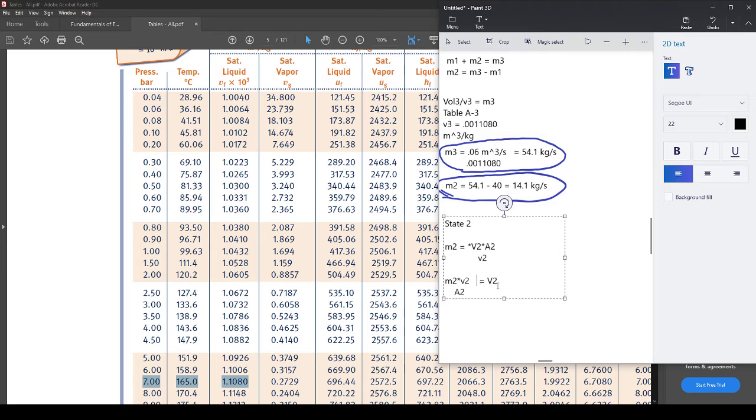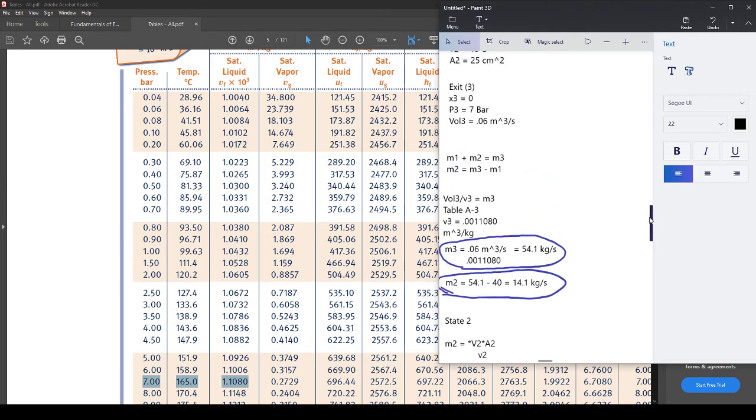So now that we know that this is how it has to be solved, we have to know everything here. Well, we can go through. Do we know M2? We do know M2, right? We found it up here. It's 14.1. Do we know specific volume of 2? The answer to that is no. We do not know that yet. But we can find it, right?